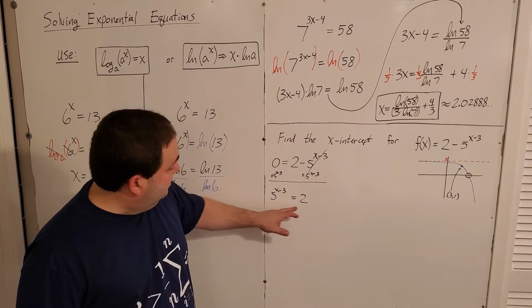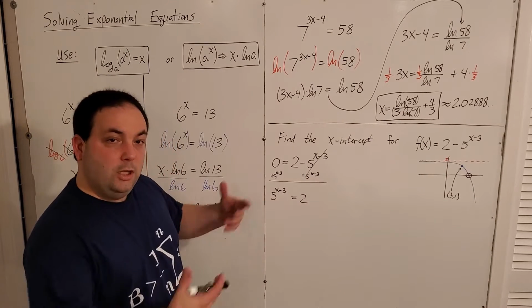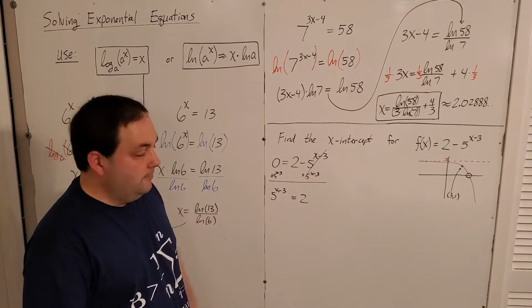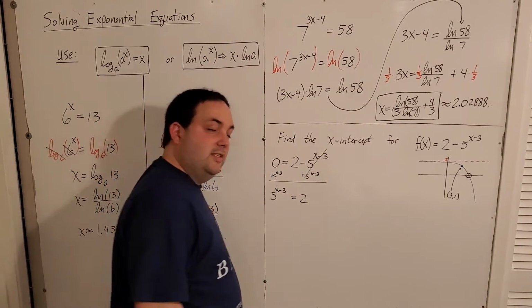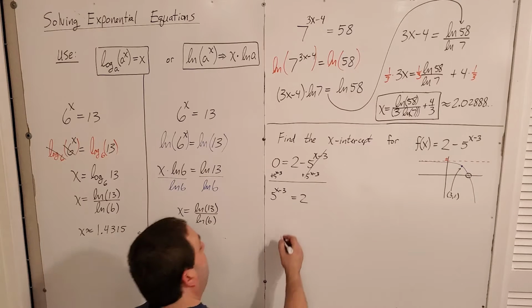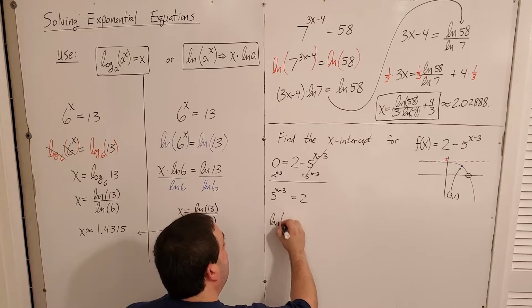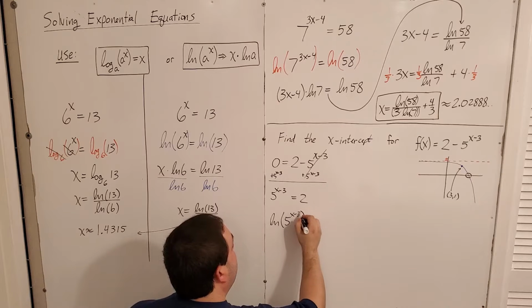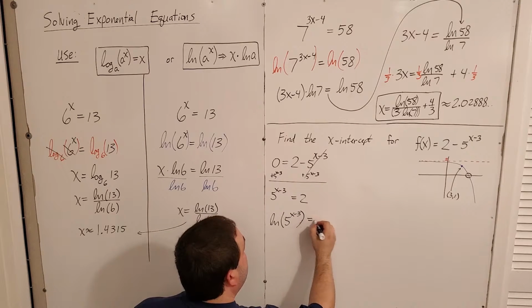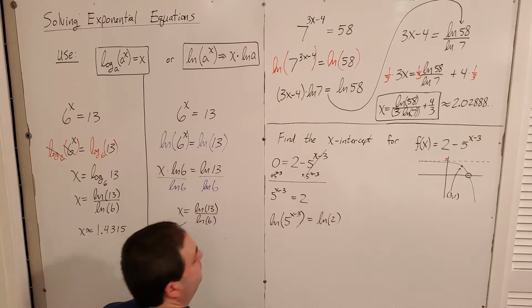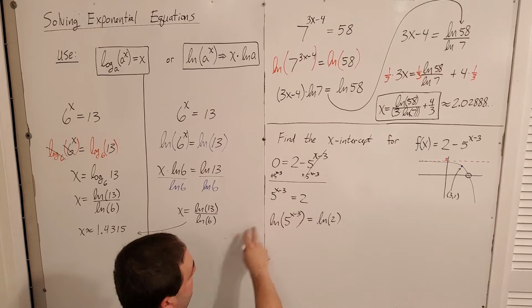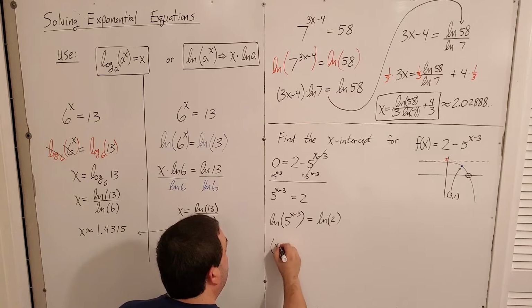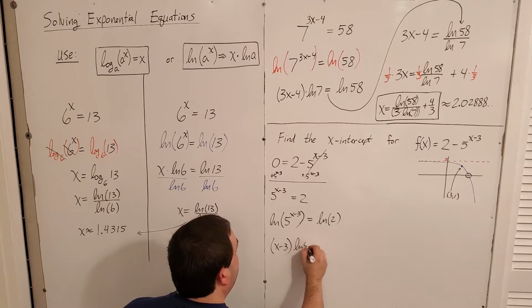So right here, to get at the exponent, I need to bring in a logarithm, right? If there's an exponent in question, going to need a logarithm. And I've been using ln the whole time. No reason to stop now. So I'm going to put an ln on both sides. ln of 5 to the x minus 3 is equal to ln of 2. I can bring the x minus 3 into the front as a multiplication. x minus 3 times ln 5 equals ln 2.